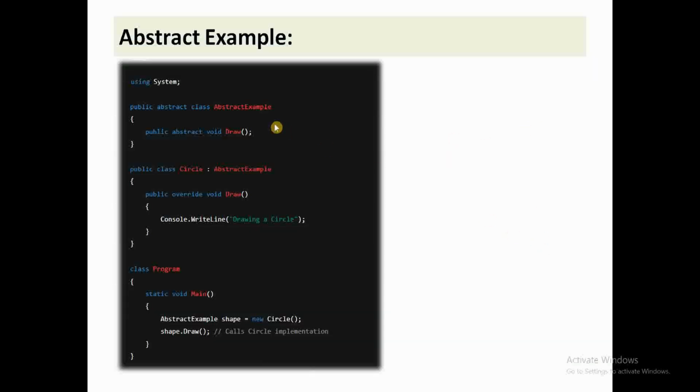Here we have the example of abstract. We are using the abstract keyword, and we do not provide the method body here, only the method name with parameters and access modifiers. Here we are creating the derived class, we are using the override keyword, and we are overriding this same method. The thing is the same here also, we have to follow the method signature approach. And here we initialize this abstract class, and we are calling this draw method.